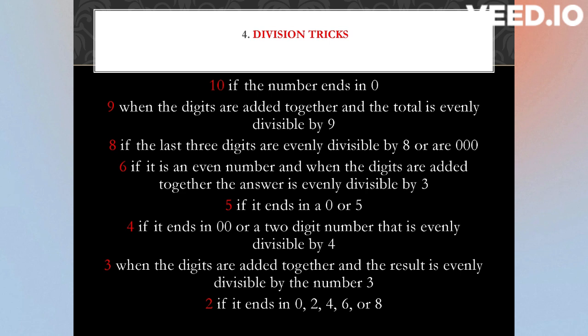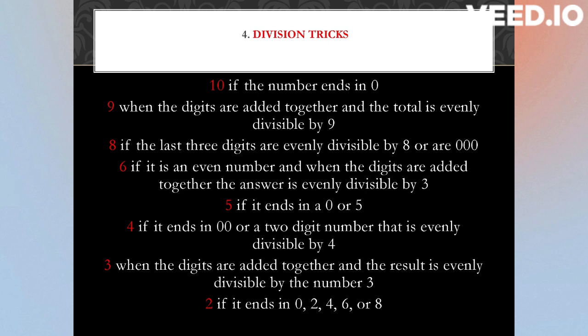Next, 6: if it is an even number and when the digits are added together, the answer is evenly divisible by 3. So if it is an even number and the sum of all the digits is divisible by 3, then it will be divisible by 6. 5 is nothing but it ends with 0 or 5. Whatever number you have, if the last digit is 0 or 5, then it is divisible by 5. Next, 4: if it ends with 0 or a two-digit number that is similarly divisible by 4. So the last two digits we have to check here.